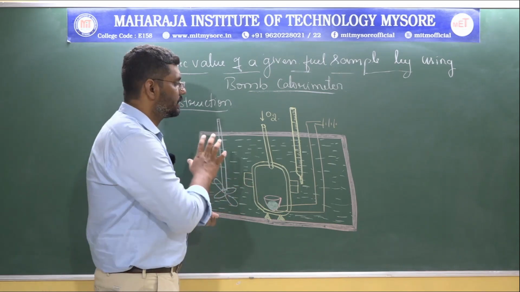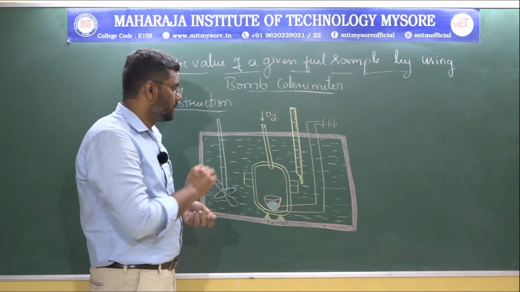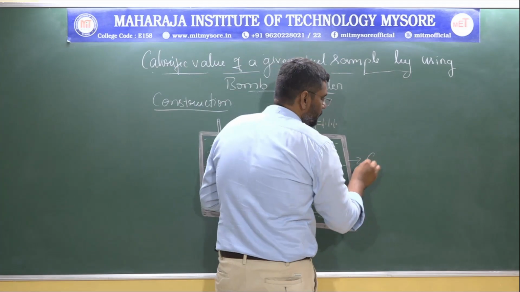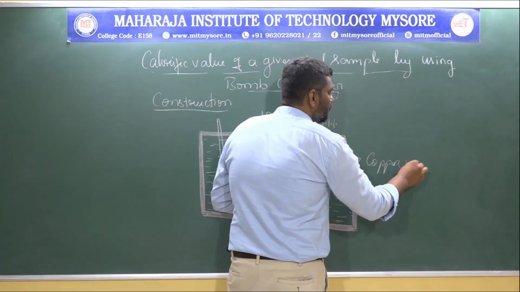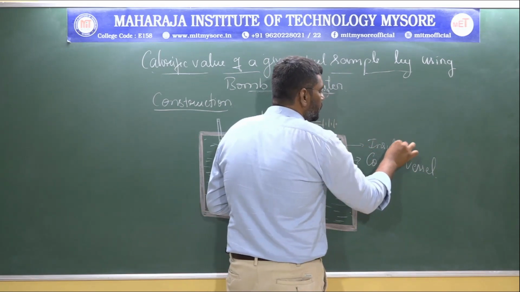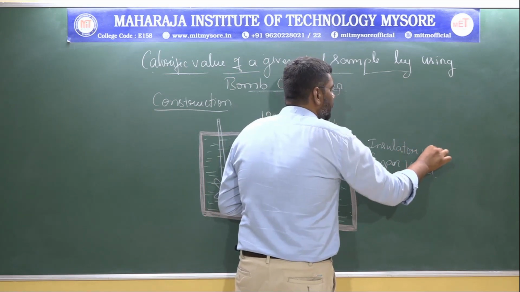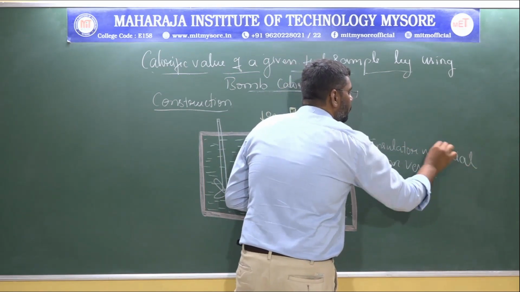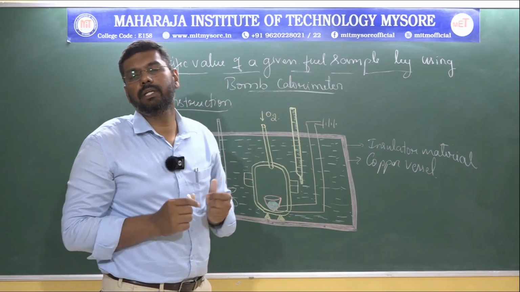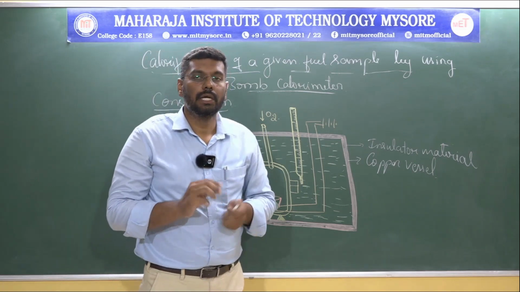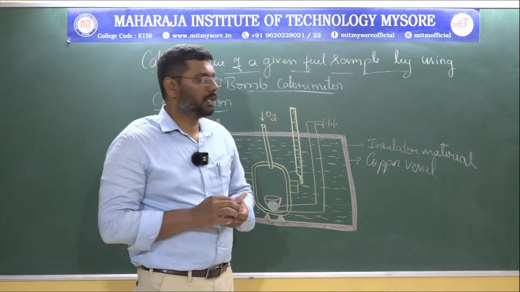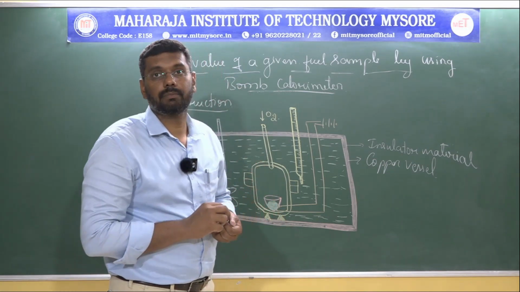So this is a very simple construction of the bomb calorimeter. Once again, I repeat the construction. It is purely made up of a copper vessel which is coated with insulating material. I have already told why we coat this copper vessel with an insulator on the outer surface: whatever heat is liberated during the combustion process should not be absorbed by the outer atmosphere or outer body, because we need to know how much heat is liberated during combustion.